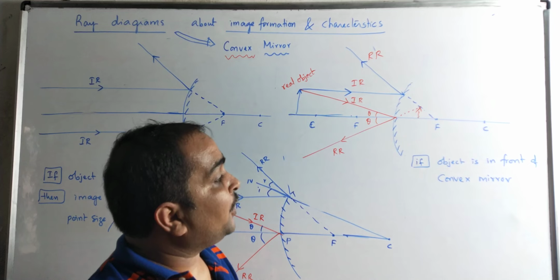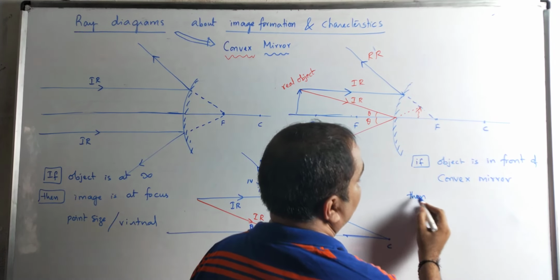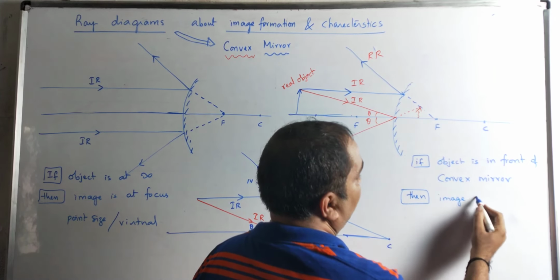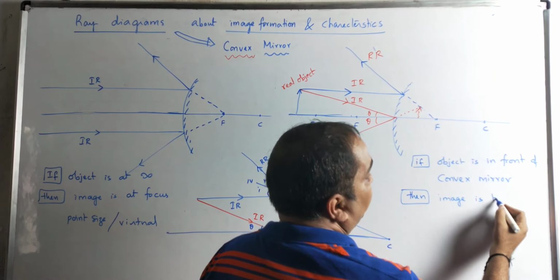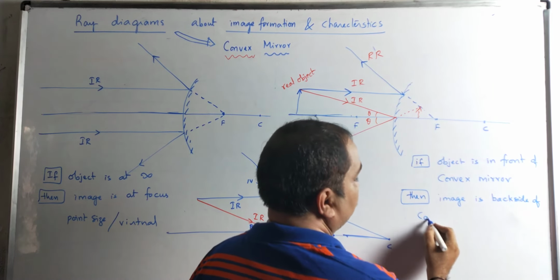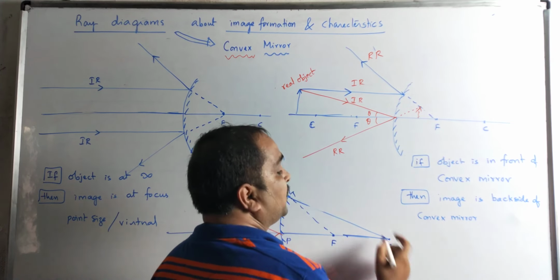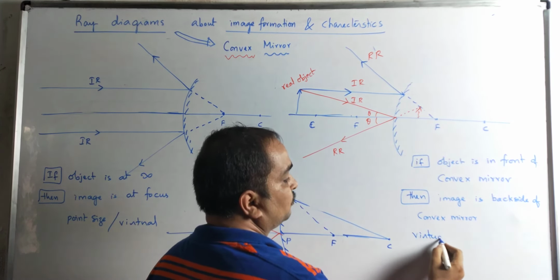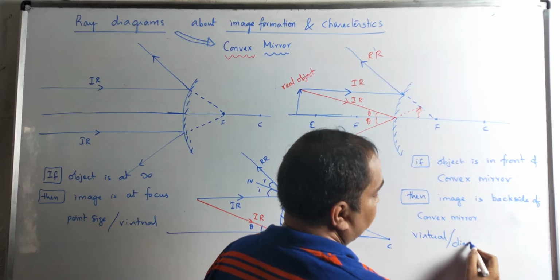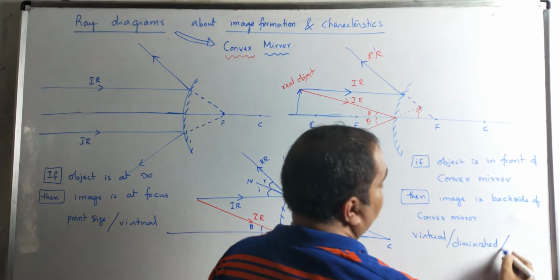So the object is in front of the convex mirror, then the image is at the backside of the mirror, that is obviously virtual. You can see compared to this size, this is small, diminished. This is also upright, that is also upright, so it is erect.